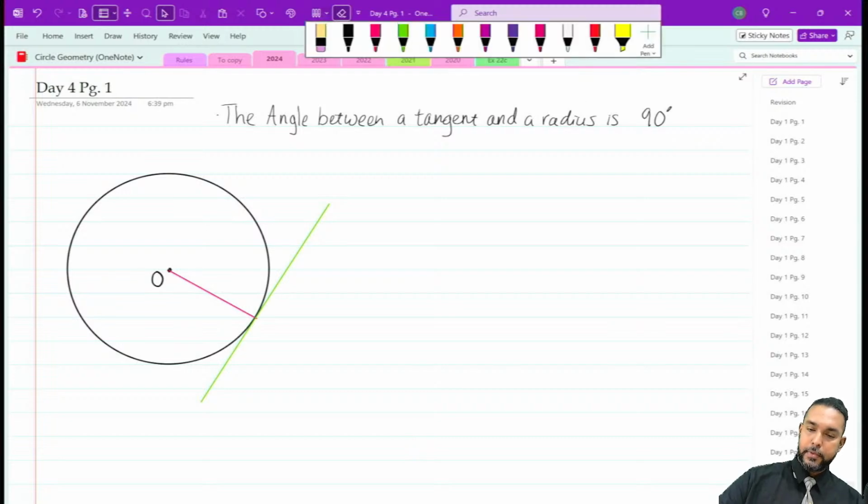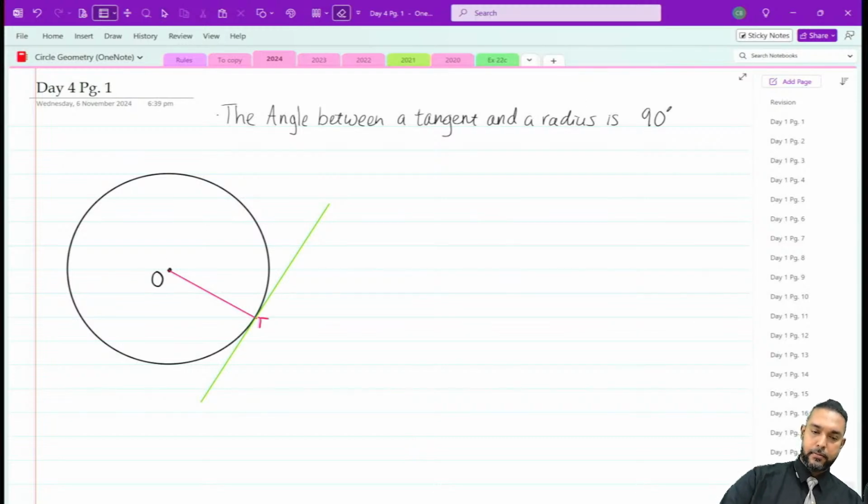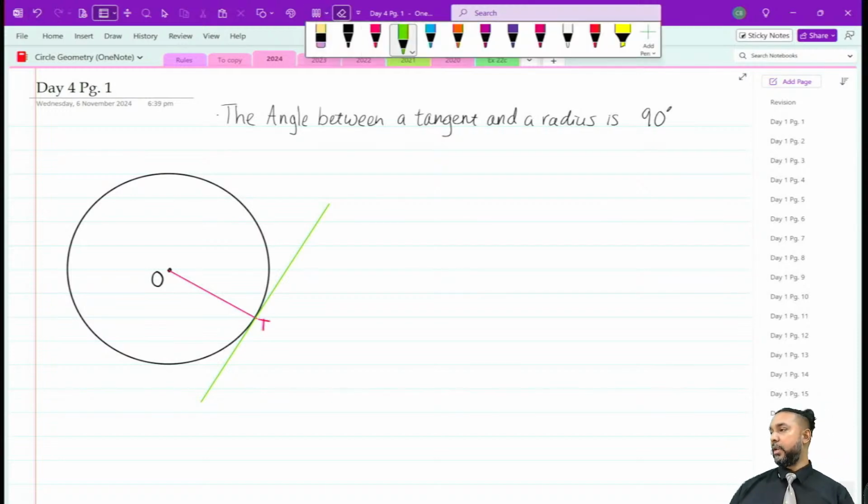The radius will be denoted by OT. And the green line is what we call a tangent. And we're going to call that tangent PQ.